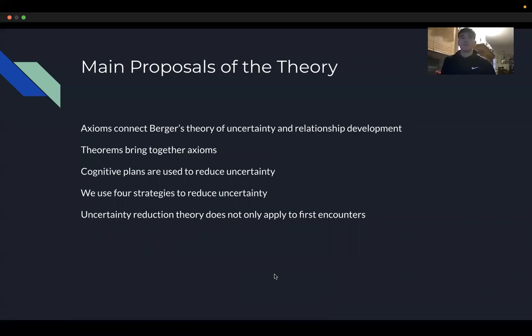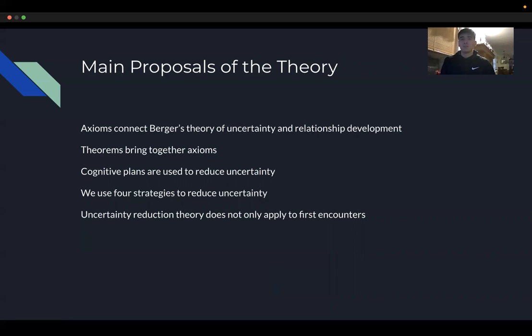Okay, so the main proposals of the theory are that the axioms are self-evident truths of Berger's theory of uncertainty, and it connects his theory and the variables of relationship development. And then another proposal is that the axioms are brought together in the theorems to further explain relationship dynamics and then help the development of relationships.